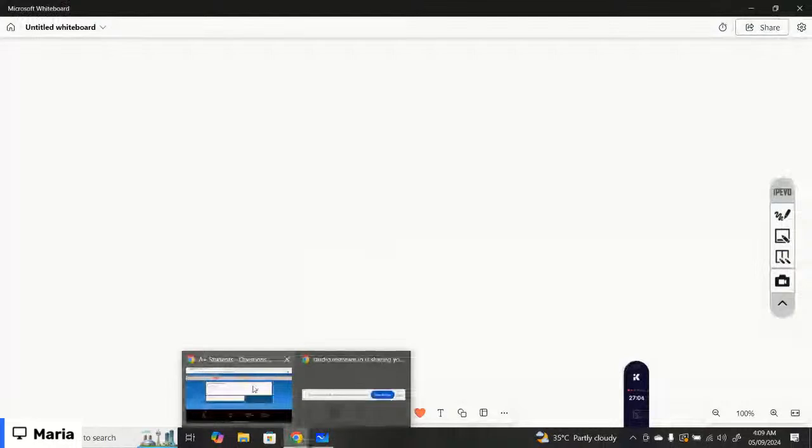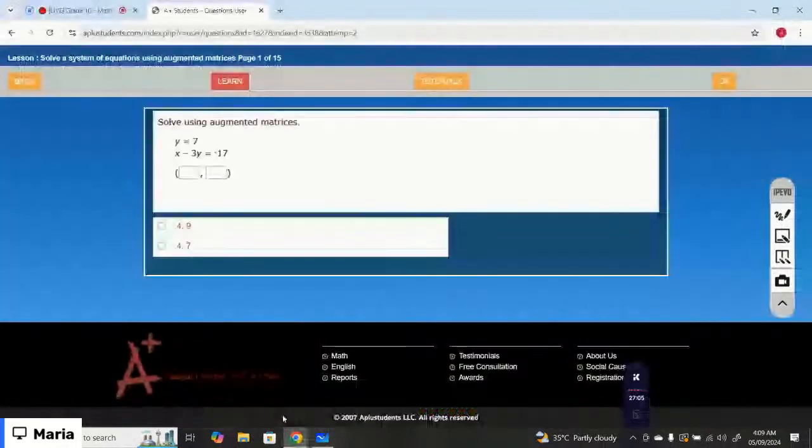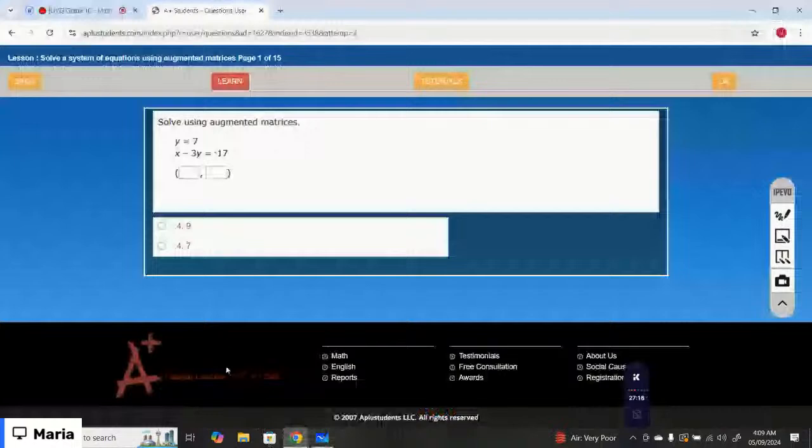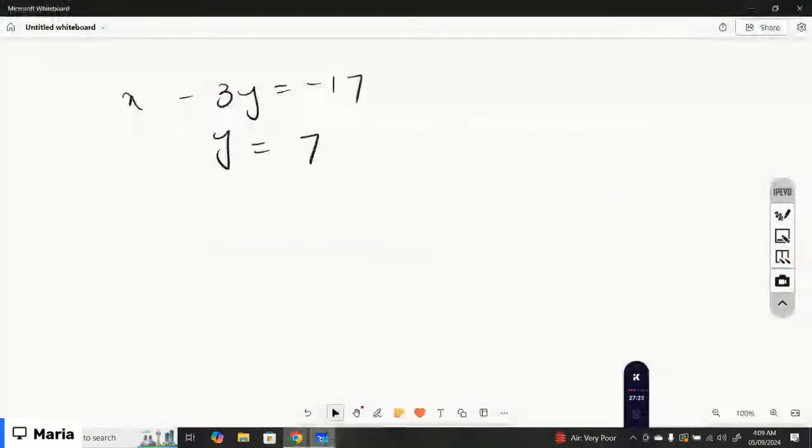That is y equals 7, x minus 3y equals -17. So x minus 3y equals -17 and y equals 7. Okay, so we don't have any coefficient of x over here, right? That means that is 0x. So you can write it as 1x plus -3y equals -17.